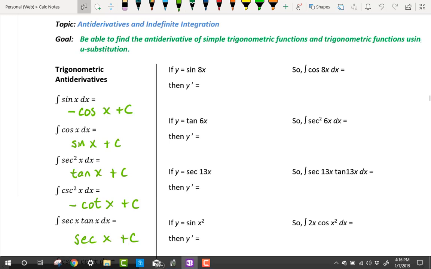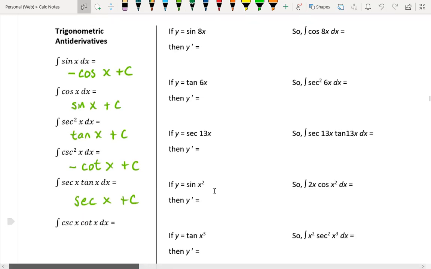Let me see if I can grab this one, scroll just a little bit here. All right, and the integral of cosecant cotangent is negative cosecant x plus c. Okay, so those are our trigonometric antiderivatives. And so again, we're going to look today at taking the integral of trig functions.